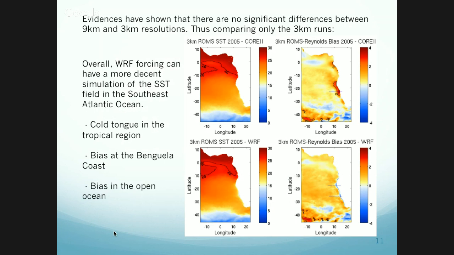But the cold tongue has a larger region in the tropical region, and for WRF forcing, the region is a little smaller. It's still less than half a degree, right? Yeah, less than half a degree. Yeah, that is fine.